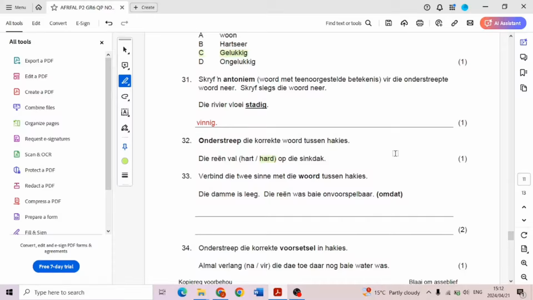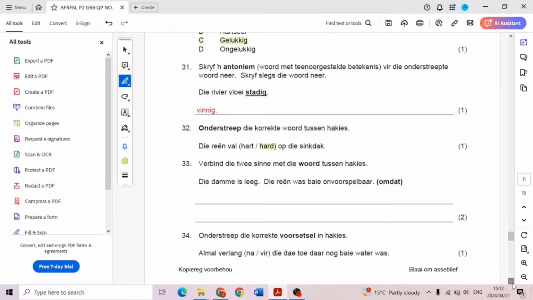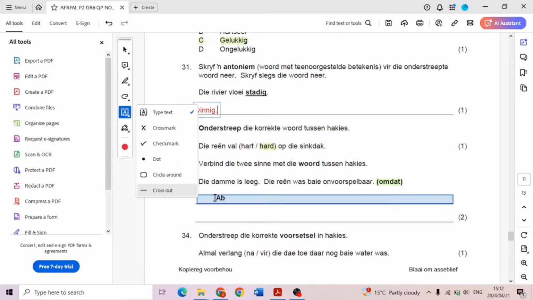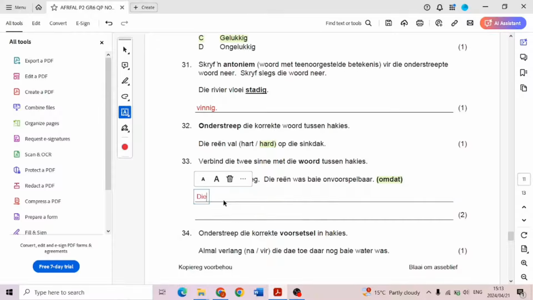Next, verbind die twee sinne met die woord tussen hakies. So voegwoorde, it's like one of my favorites. I've also made a video about that. So they can be divided into 3 groups. The one that they gave us here is a group 3 voegwoord, which means that you have to go back and check which ones belong to which group, because that will tell you what you need to do with the sentence. Okay, so in this case, die dame is leeg. Omdat, this is where you need to put the conjunction.